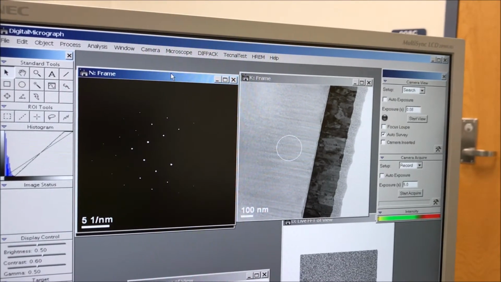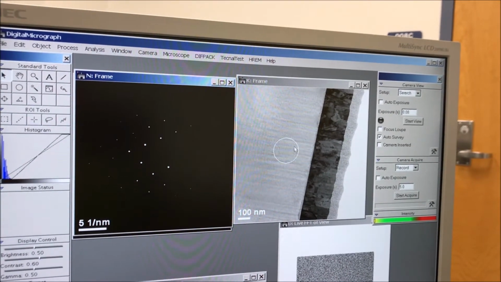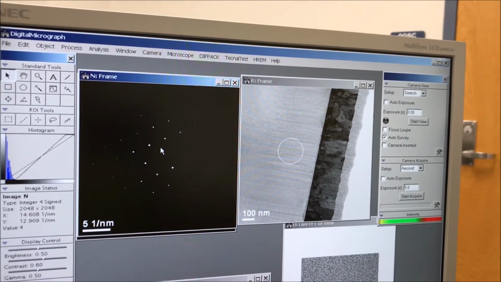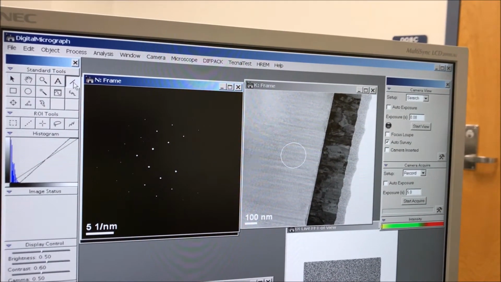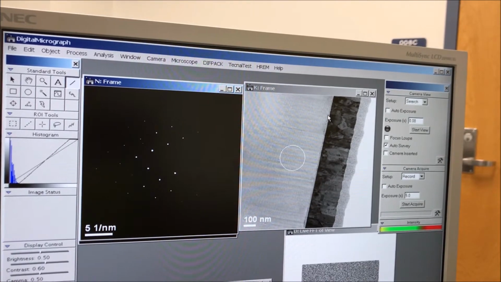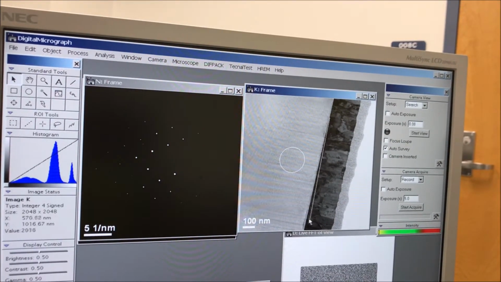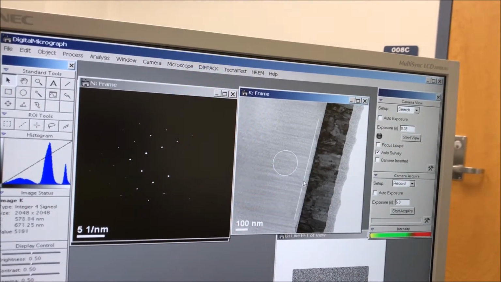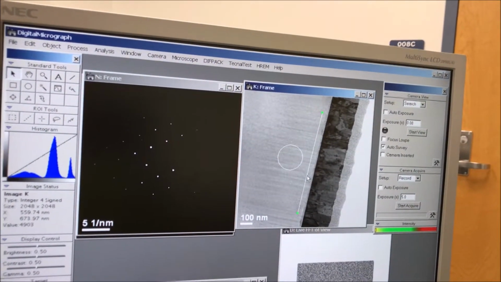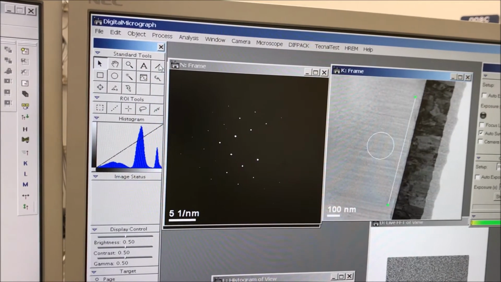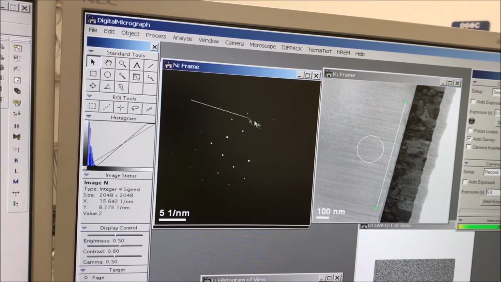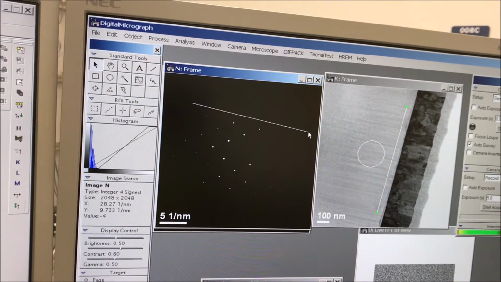Okay, we're going to go ahead and start the video. So again, that's where my selected area aperture was, and that's the selected area diffraction pattern. So now what I'm going to do is take my line tool here, and I'm going to draw a line. So that direction right there, that nice straight direction, I know how that should correspond in the diffraction pattern, and I know it happens to be oriented how I'm drawing it like this.